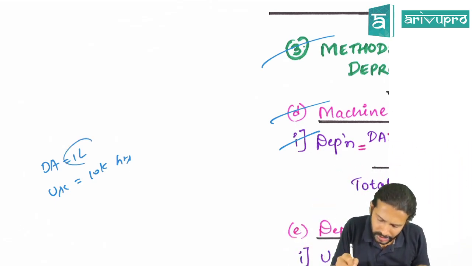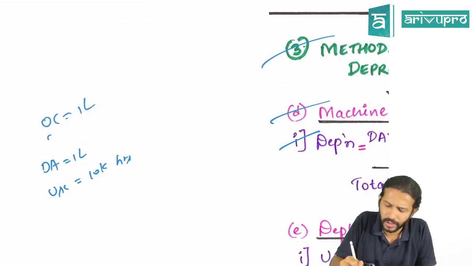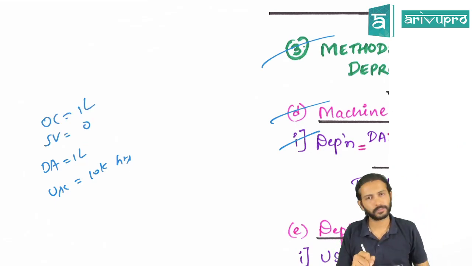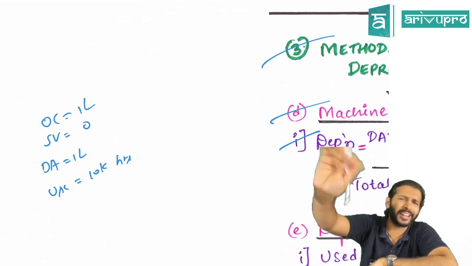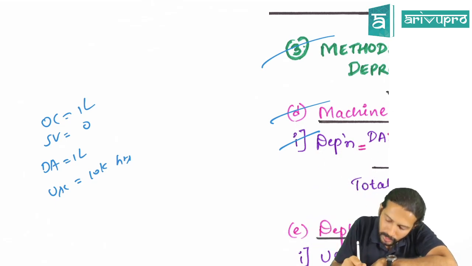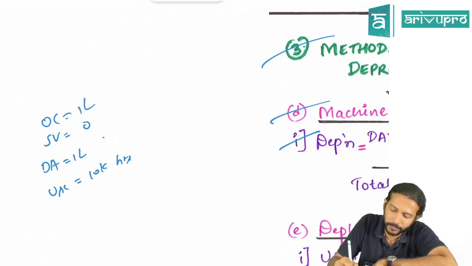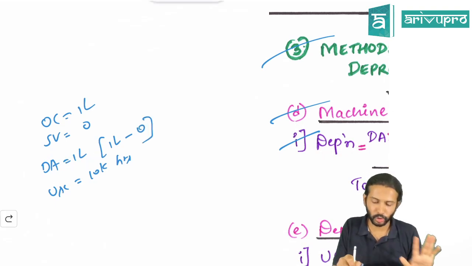Okay, you purchase the asset for 1 lakh rupees. Let's say original cost is 1 lakh rupees. Let's say salvage value is 0. Means you feel at the end of the useful life, you will not get any money. You will have to scrap it off. You will have to give it away for free. That means what is DA, sir? How do you get DA? Original cost minus salvage value. So 1 lakh minus 0, which is 1 lakh rupees. I've assumed all these numbers.